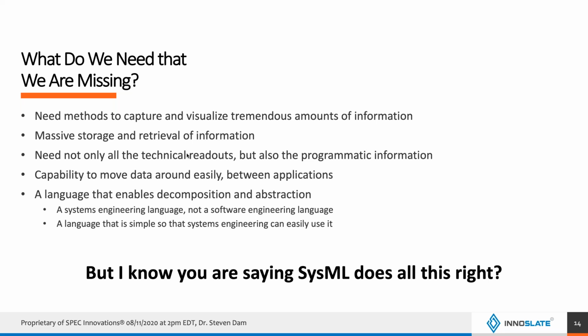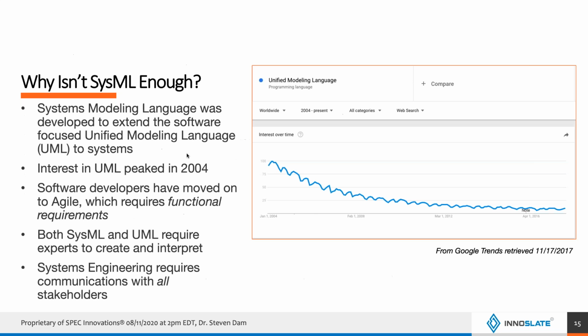Now, you might say SysML does this, right? Well, what we found, as we did some work, was that the interest in UML itself peaked back in 2004. That was the earliest we know of, because this is the Google Trends, and so that's the best data we have. So it might have been better or worse before that. We don't know what the run up to that curve was, but we know it's been on the downslope ever since.